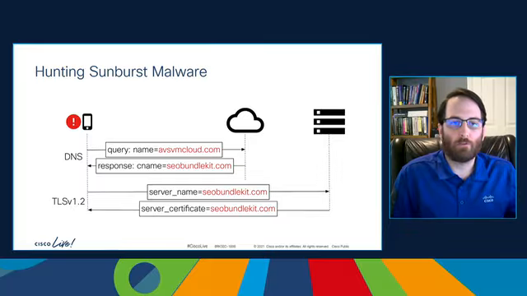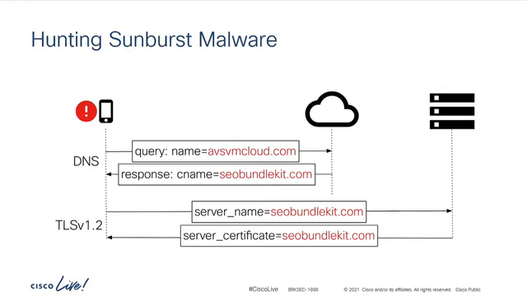So the infected host initially sends a DNS query with the name avsvmcloud.com. The subdomain of that request encodes some information about the endpoint. When the attacker sees that DNS request, it will determine whether it finds that endpoint interesting or not. And if it is interesting, it will point that endpoint to its second stage. So it will respond with a DNS CNAME record pointing to the second stage infrastructure, in this case, seobundlekit.com.